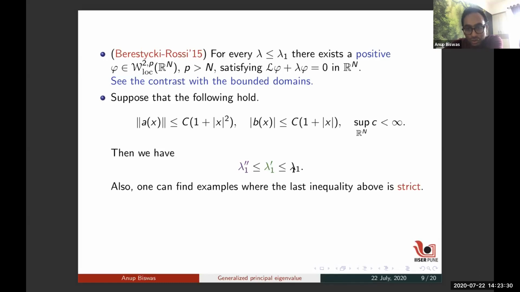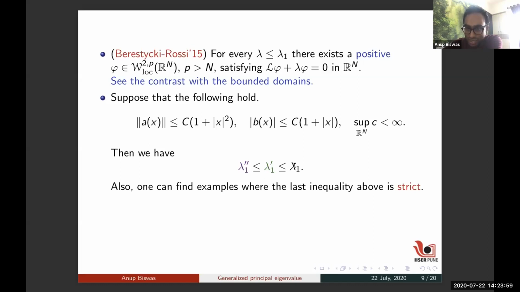So the reason lambda 1 is picked as the principal eigenvalue is that it is the largest eigenvalue with positive eigenfunction. That is why, for unbounded domains, we define lambda 1 as the principal eigenvalue. Now, as I said, this lambda 1 prime, the green one, could be strictly less than lambda 1.